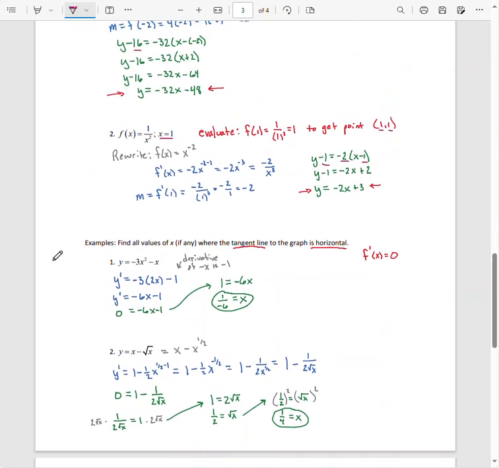All right. So find all values of x, if any, where the tangent line to the graph is horizontal. All right, so a tangent line. Anytime we're talking about a tangent line, we're talking about slopes, derivatives.